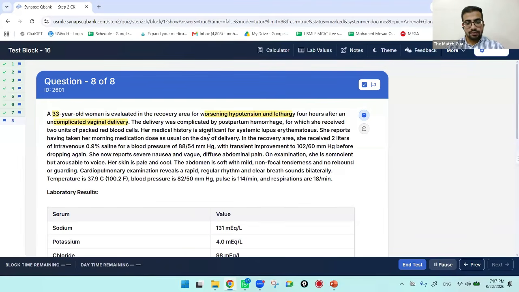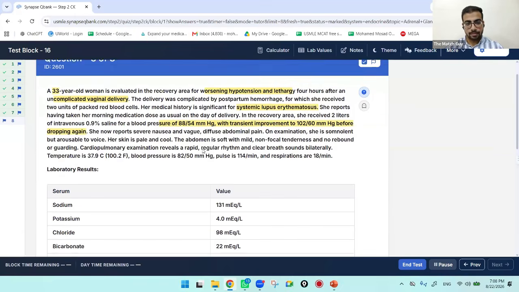Okay, there could be a lot of reasons. But because I have this in mind, when I saw it, this gives me my diagnosis. But let's continue to make sure if there is anything else. She received 2 liters and still her blood pressure just had a transient improvement before dropping again. So this tells me that it's not the hypovolemia or the bleeding that is the cause, because this should have improved with the fluids and it shouldn't drop again.